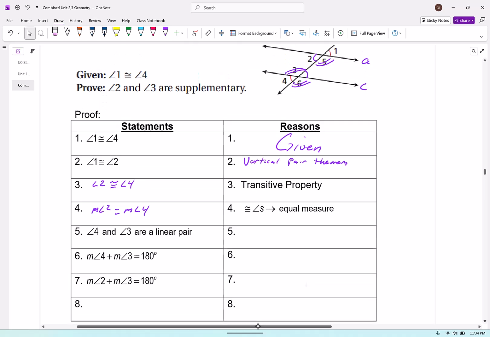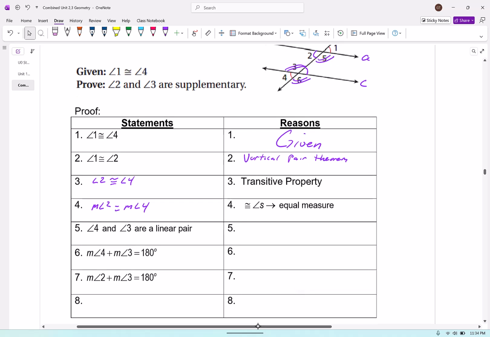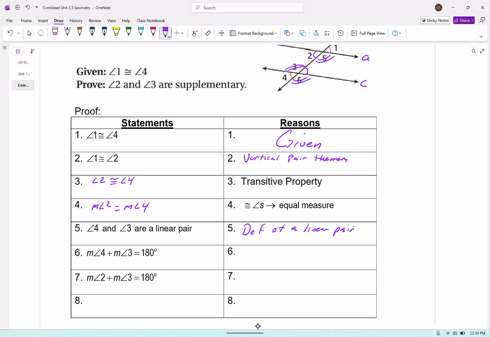All right, so looking back up, we see that angle 4 and angle 3 are a linear pair. Well, that's where we use the definition of a linear pair as my reason. We're still talking about the same pair. So the measure of angle 4 plus the measure of angle 3 equals 180. Well, that's just the linear pair theorem. We're drawing a conclusion, a relationship, something specific about the measurements. That's more the theorem part. You're just identifying they are a vertical pair, they are a linear pair. That's the definition.